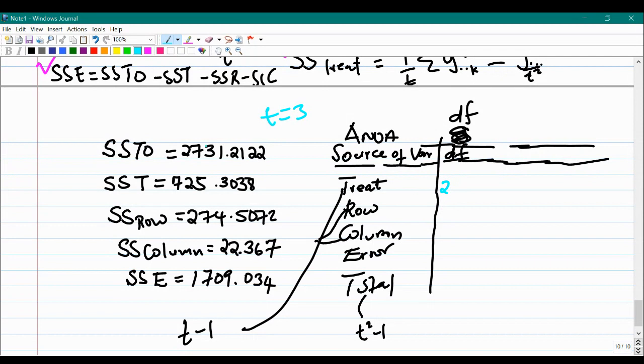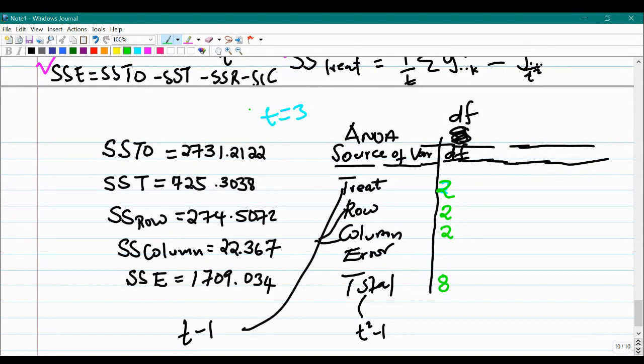The degrees of freedom of row, it will be what? What degrees of freedom of row? I cannot hear you guys. What degrees of freedom of column? 2. What degrees of freedom of total? 2. Total. Oh, it's 8. 8.